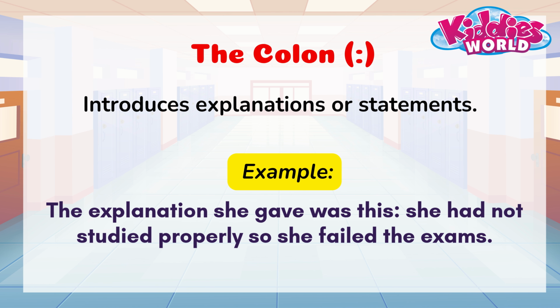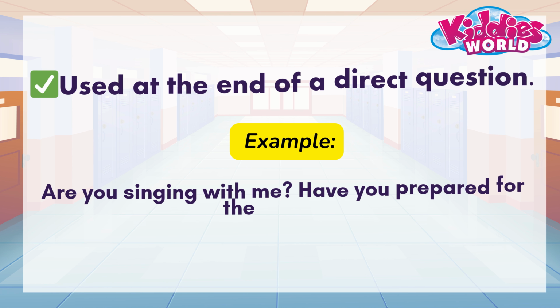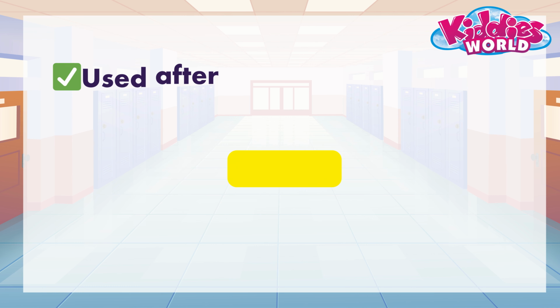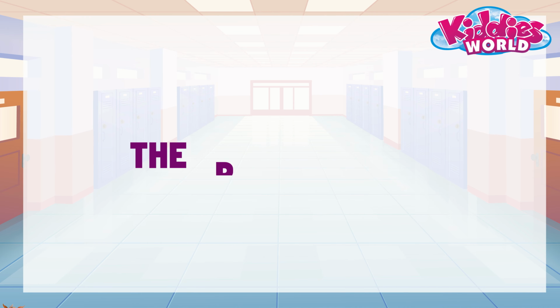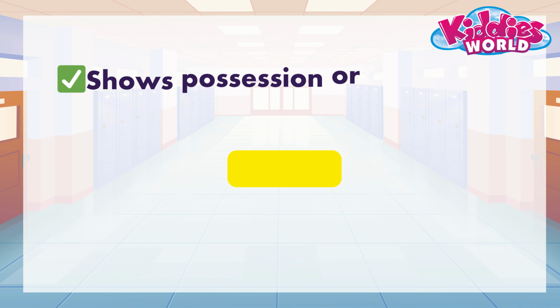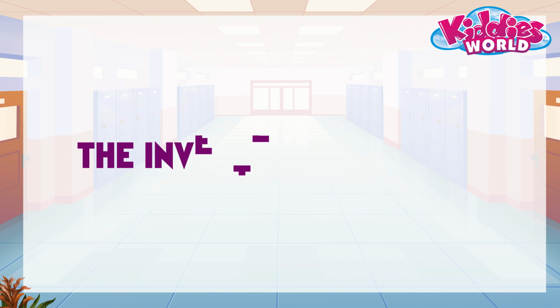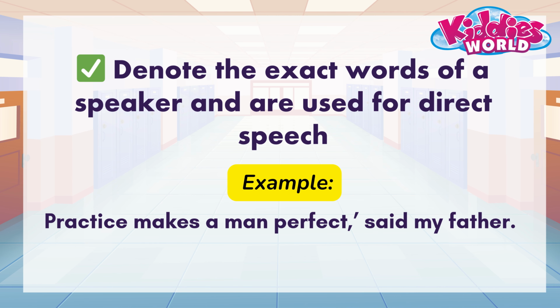Introduces explanations or statements. The interrogation mark is used at the end of a direct question. The exclamation mark is used after expressions of strong emotions or acclamations. The apostrophe shows possession or belonging. The inverted commas denote the exact words of a speaker and are used for direct speech.